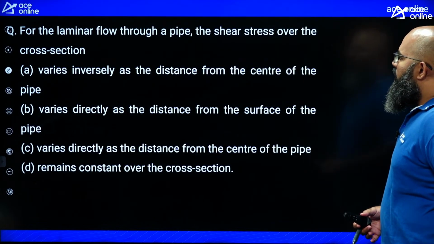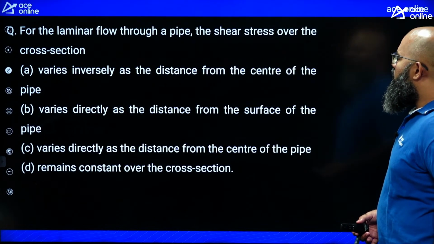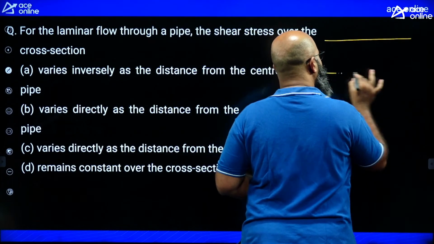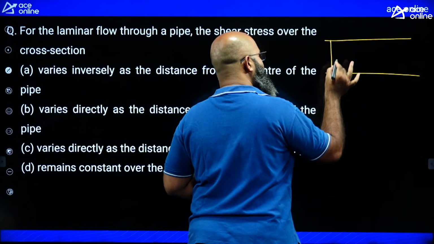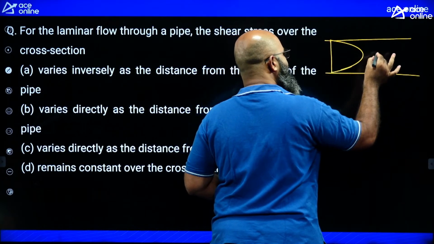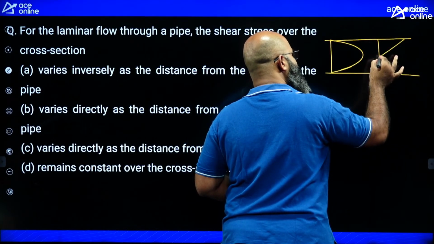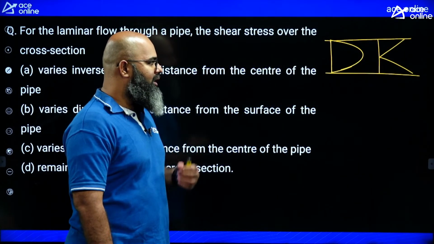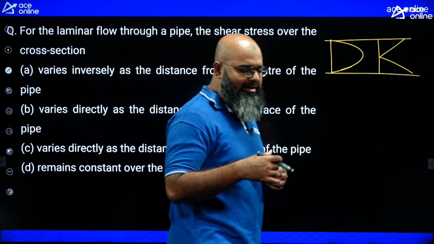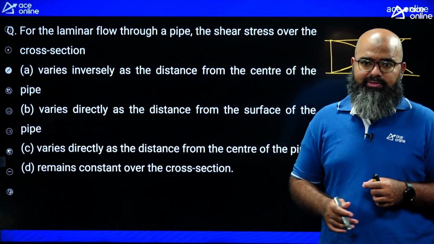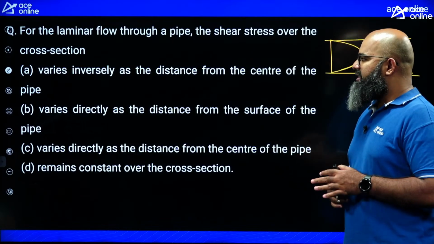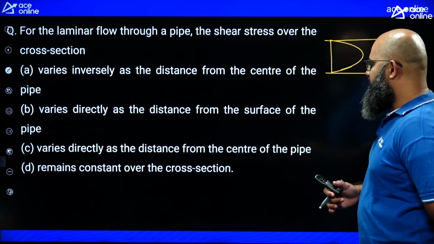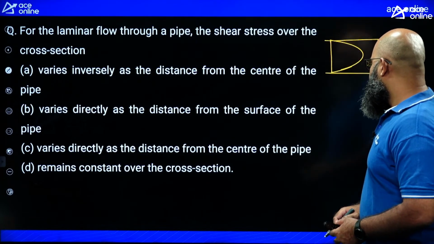Next thing, for laminar flow through a pipe, the shear stress over a cross section is, now let us talk about both the things, velocity profile as well as shear stress. Velocity profile is parabolic in the case of laminar flow, shear stress is linear. Velocity profile parabolic, shear stress linear. At the center, shear stress is 0 because velocity is maximum. At the wall, shear stress is maximum. So I can say it varies directly as the distance from the center of the pipe.